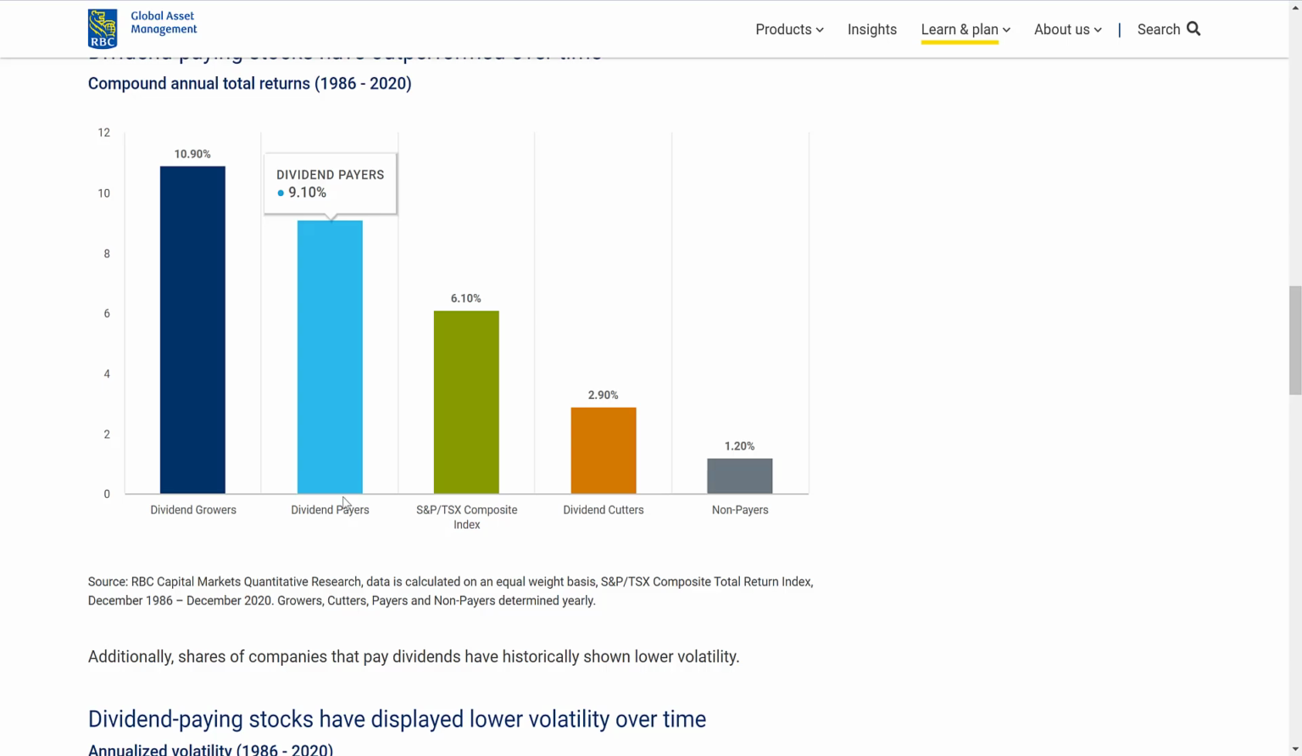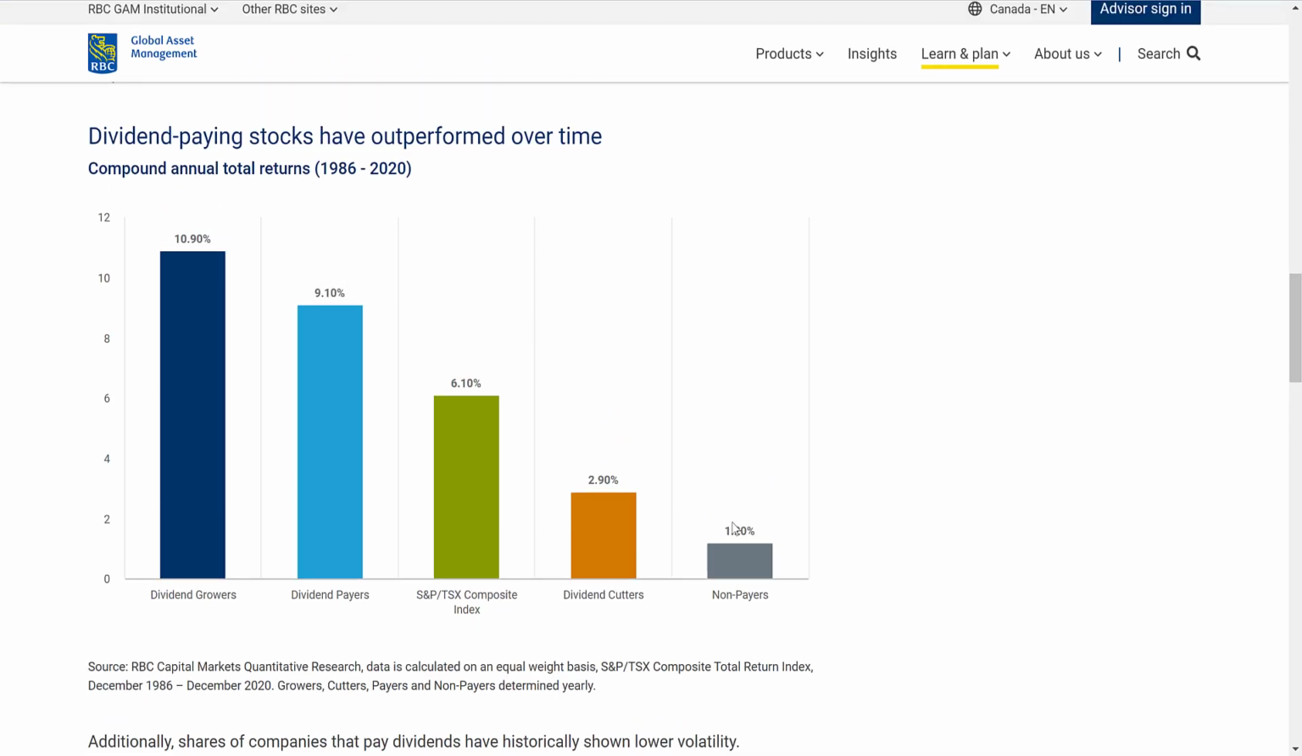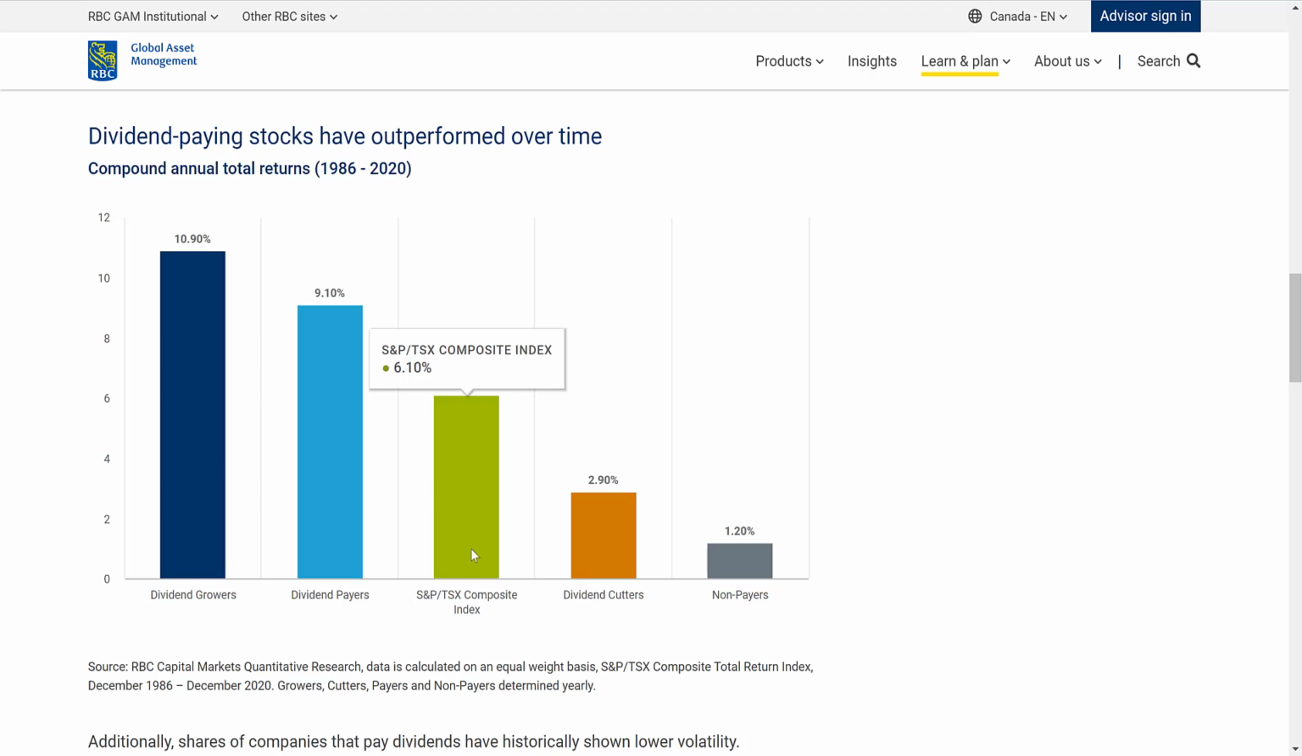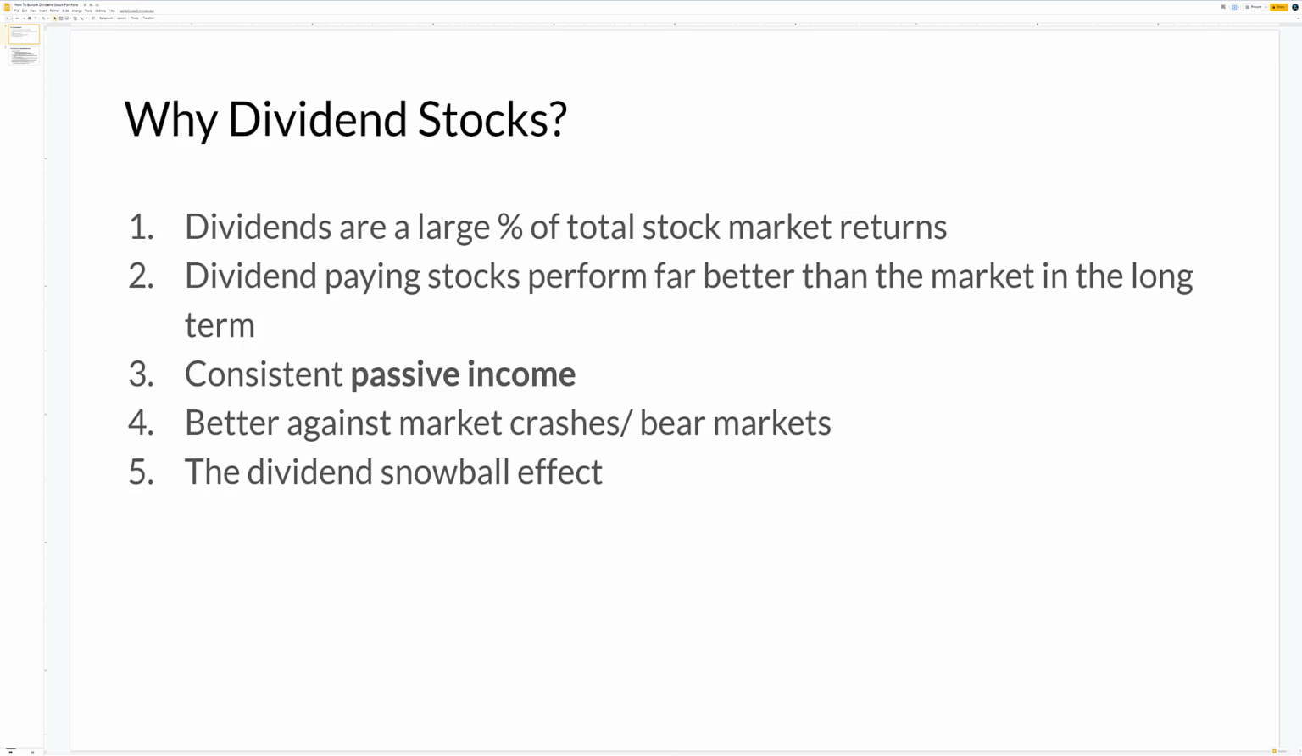Now your dividend payers, these are just companies that at least pay their dividend to their shareholders. They're performing 9.10% on average per year since 1986. Your S&P 500 and TSX composite index is only performing at 6.1% every single year. Companies that don't pay dividends, you got 1.2% average return, and dividend cutters is 2.9% return. So that is one thing to keep in mind. These dividend companies are more sustainable, have more value, and have more upside potential long term than most of these growth stocks that you will be seeing.